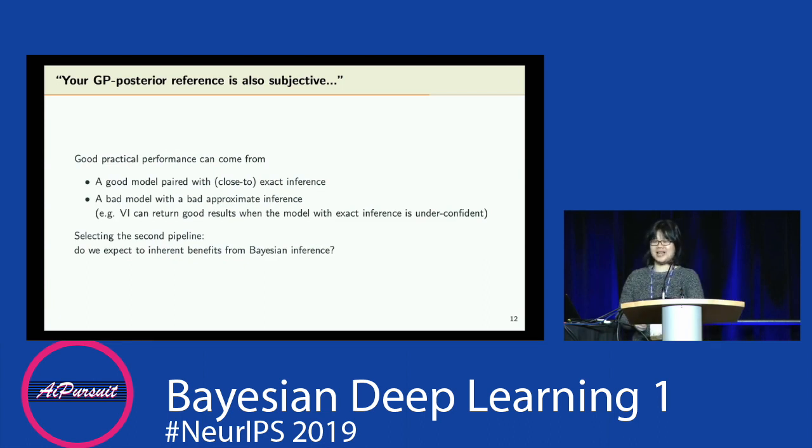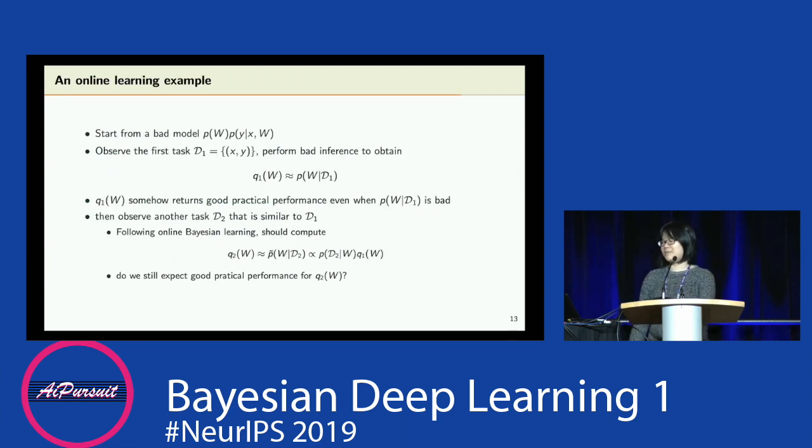Okay, so it seems like, if we only care about practical performance, then maybe selecting the second case is okay, right? I'm trying to understand whether this is really okay in practice, so I came up with this example. Suppose you start from a very bad model, and then you observe your first task, and then do approximate inference. Somehow, your bad model equipped with bad inference gives you some good performance in practice. Okay, I buy that for the first task. And then we are going to do, say, online Bayesian inference, and come with the second task, which is actually similar to the first task.